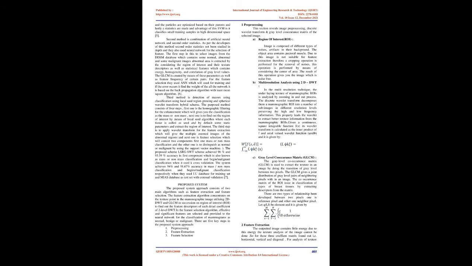For the feature selection they used ANN, which is used for training, and if an error occurs it finds the weights of the whole network. It is based on the back propagation algorithm with least mean square algorithm.